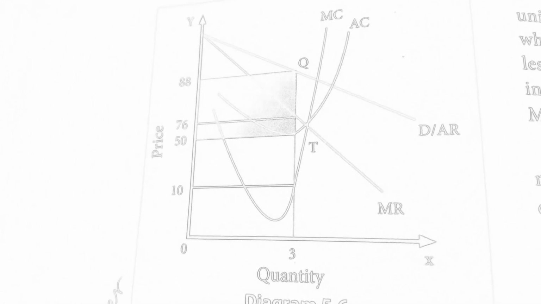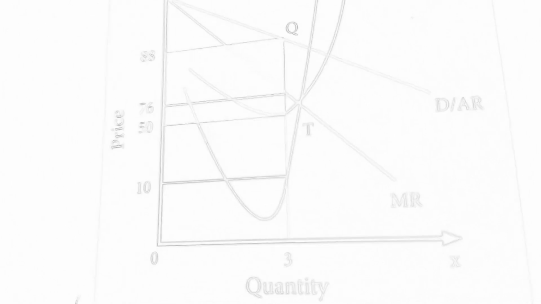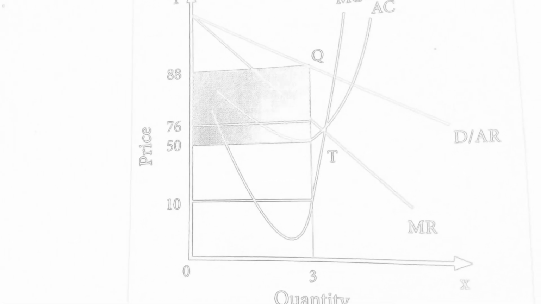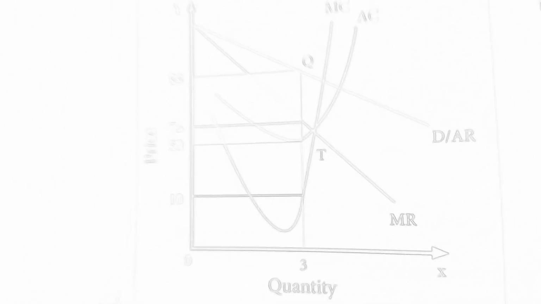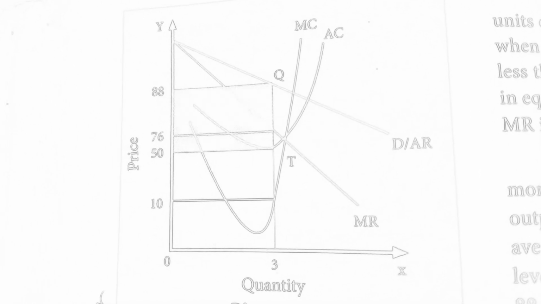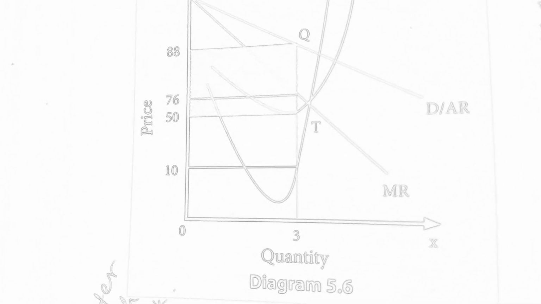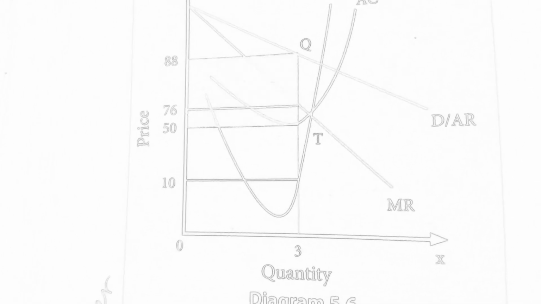When marginal cost is greater than marginal revenue, the producer experiences a loss. Here the marginal cost is equal to marginal revenue. From this diagram, he sells 3 units of output where marginal revenue is equal to marginal cost, MR equals MC. The monopoly firm will be in equilibrium at the level where marginal revenue is equal to marginal cost.